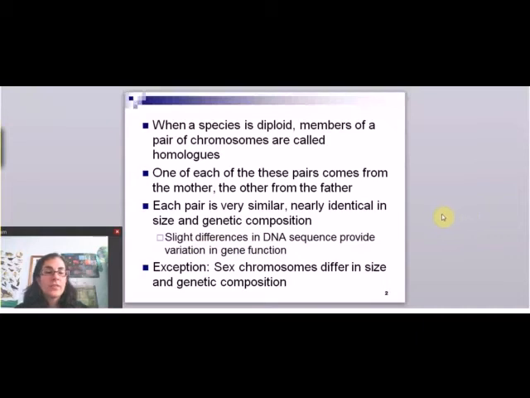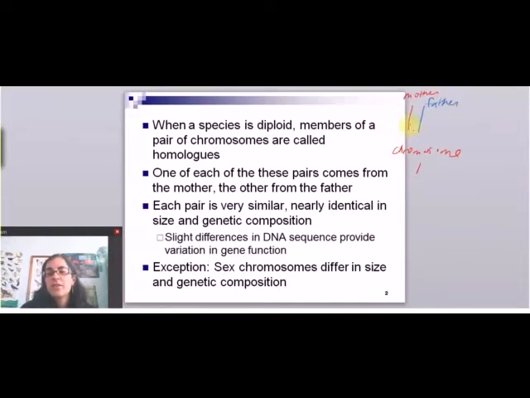So when an organism or a cell is diploid, each member of the chromosome set has a matching chromosome in the other set, and these are called homologs. So let me draw out what I mean. You have a chromosome 1. And you got 1 from your mother. So this one came from your mother, or the egg. And then you've also got an exactly the same or very, very similar chromosome 1 that came from your father.